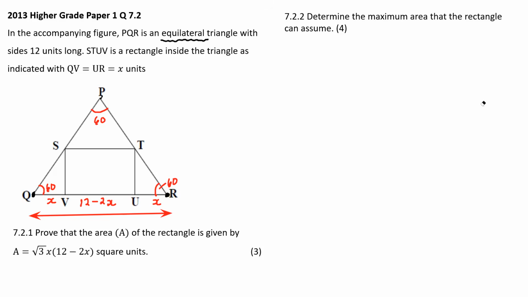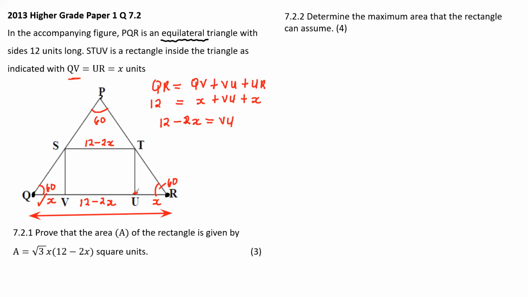Oh, this is interesting maths. Higher grade is fire, right? So QR, who are you? I am QV plus VU plus UR. That's what QR is. Then QV is X, they told us there. VU, don't know. UR is X. That means QR is 12. Then X plus X is 2X to the other side. 12 minus 2X is equal to VU. And because it's a rectangle, STUV, this top part is also 12 minus 2X.